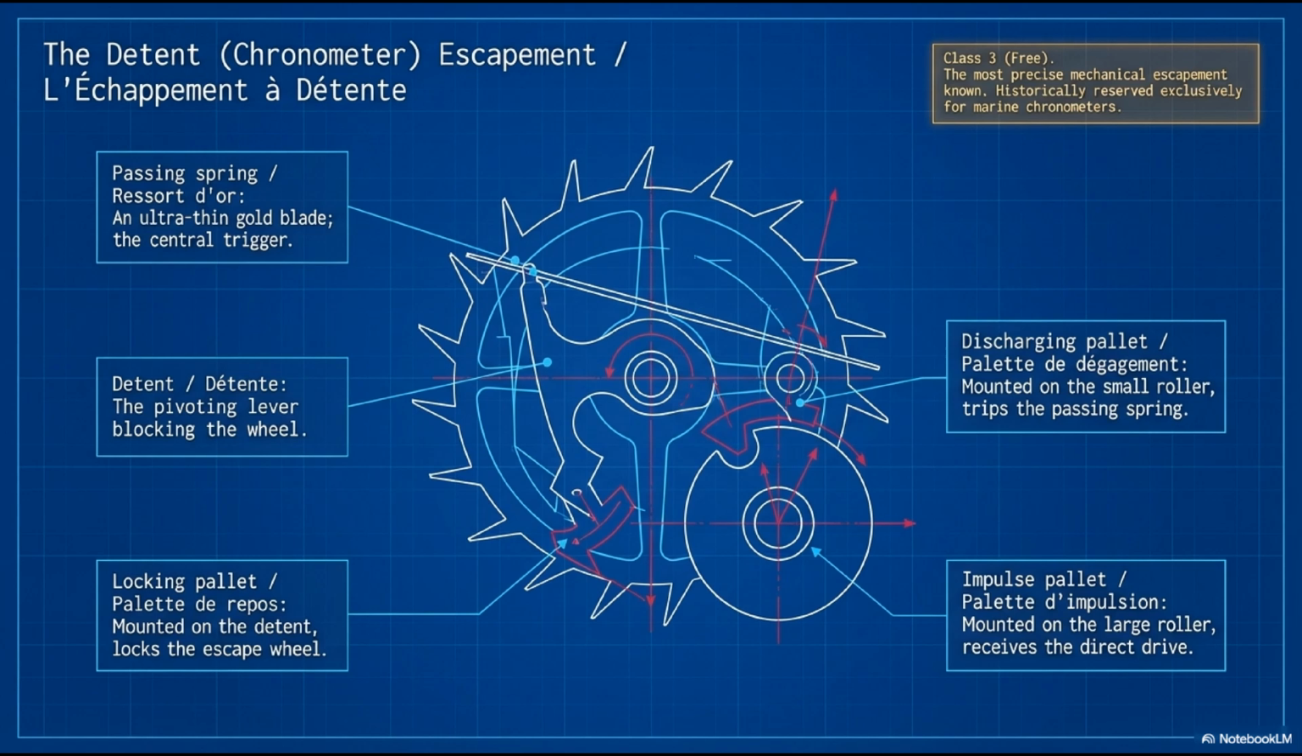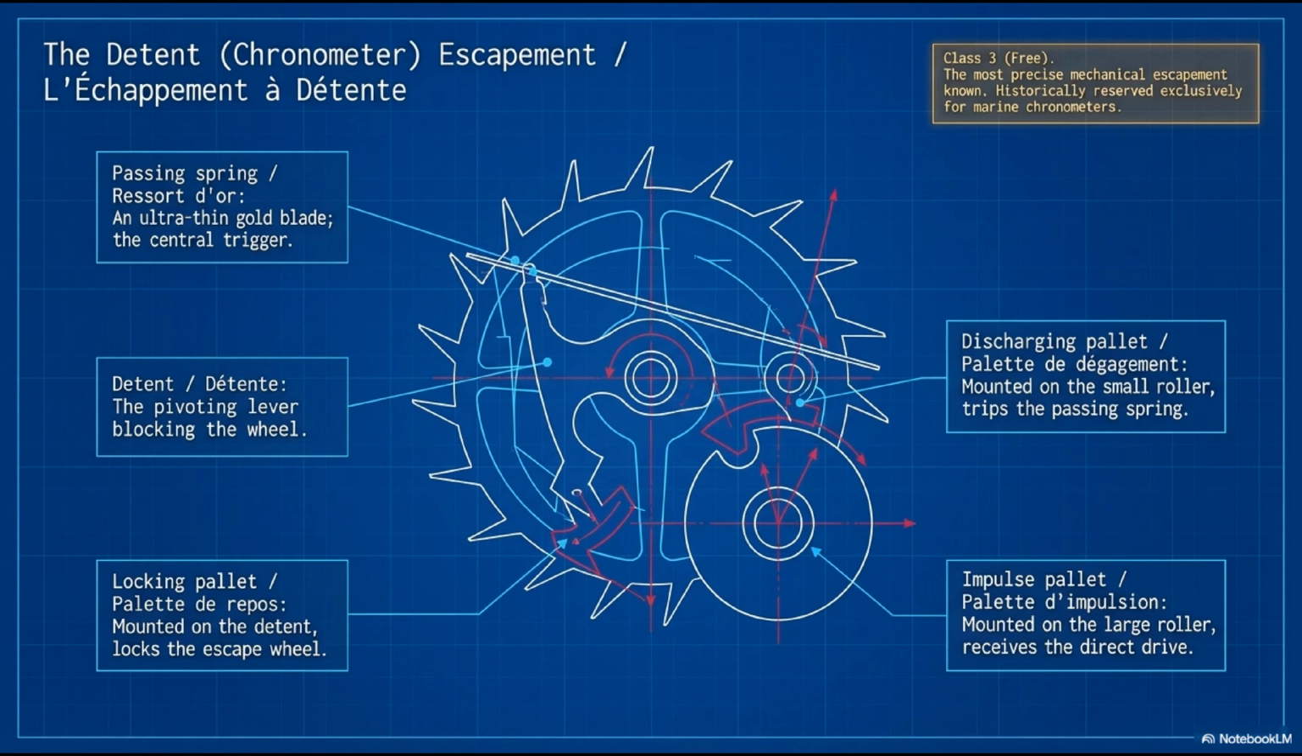The detent, lame à ressort, B, is a pivoted lever that normally holds the escape wheel arrested via the locking pallet, pallet de verrouillage, C. The discharging pallet, pallet de dégagement, E, is mounted on the small roller and interacts with the passing spring during the descending arc. The impulse pallet, pallet d'impulsion, D, is mounted on the large roller and receives the direct impulse from the escape wheel tooth.